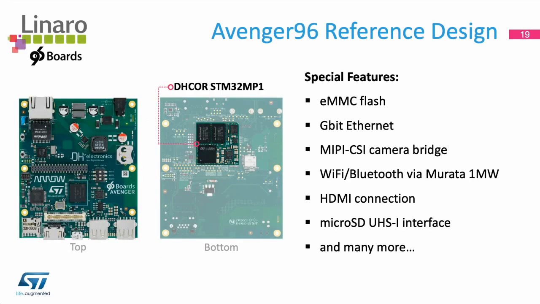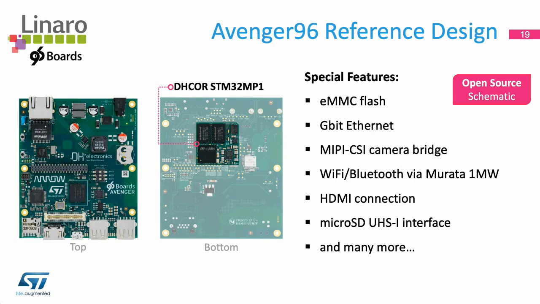So if you're now interested in the DH core and you say, well, I would like to start developing with this SOM, where should I start? And here you can see this is the Avenger 96. This is a reference design we've done last year together with Arrow and ST Microelectronics. And here on the bottom side, we've populated our system module. And it's very interesting for you because if you say, well, some of these components might be interesting for my application too, you can just copy some of these components because the schematic of the Avenger 96 is open source.